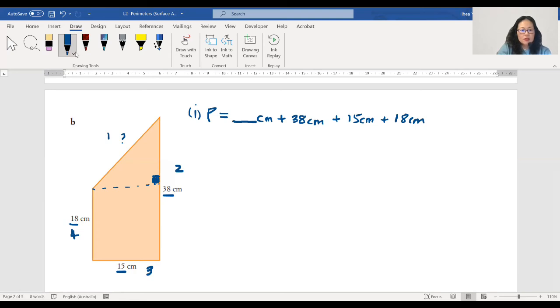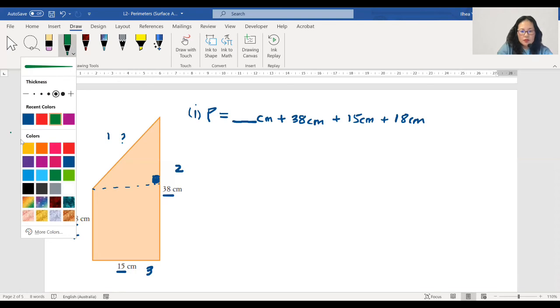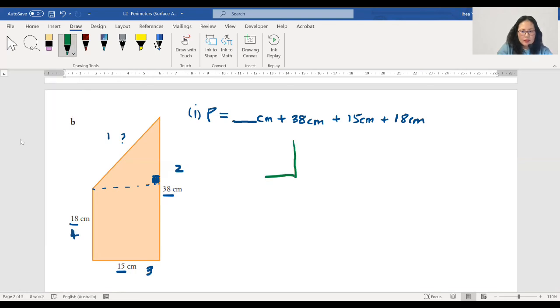So I'm going to change the color right now so that we can do this separately. I'm drawing this one in here right now. We don't know what this is, so I'm going to call it X. And we can find these 2 sides. Now, what would be this side? This one is the same as 15 here. They're the same, isn't it? 15. So I'm going to put 15 there.